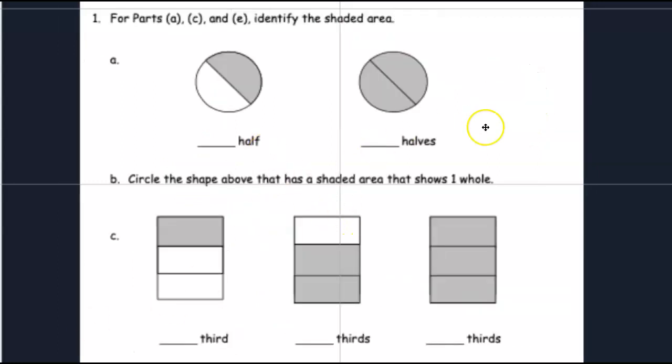Then you have some like this that are kind of a review from the past couple days. You're just identifying the shaded part and then circling the one that shows one whole. So right here we have 1 out of 2, so I would say I have 1/2. All right, I think you guys will do an amazing job at this. Have fun.